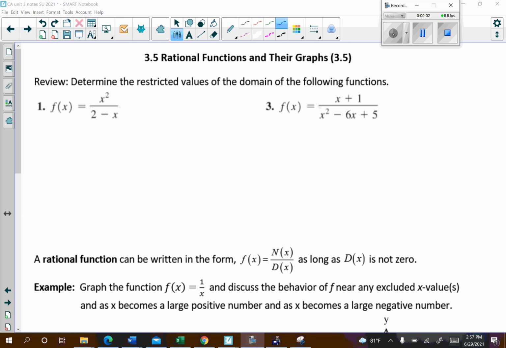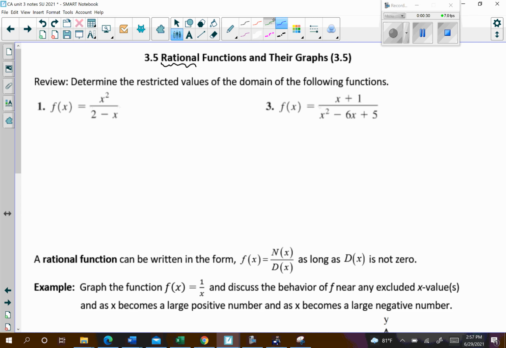All right, so we're on to 3.5, rational functions and their graphs. Okay, so you'll want to recall rational is a fancy word for fraction. So we are going to graph these, but we have a lot to learn before we get to that point. So first, we're going to review how to determine restricted values of the domain of these following functions here. And these are rational functions, by the way.